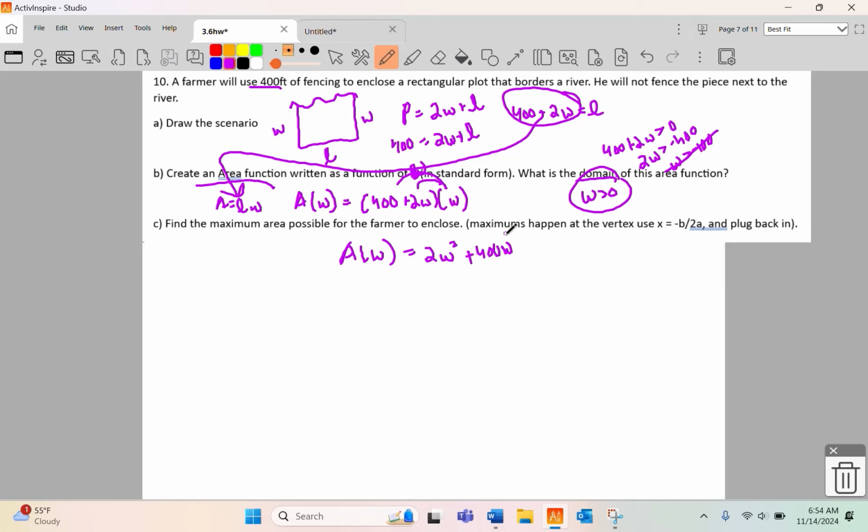All right, part C, find the maximum area possible for the farmer to enclose. Right there, this happens at opposite b over 2a. So the width that maximizes this, the width coordinate of the vertex, is opposite b over twice a. It's a formula we've used countless times. B is 400. Negative 400 over twice a, twice a 2. It's negative 400. This is negative. That's what's throwing me off.